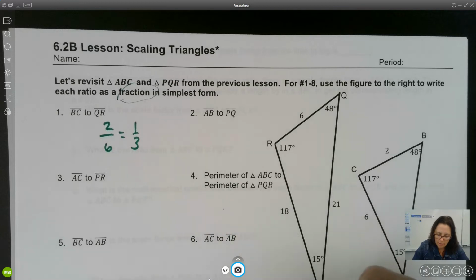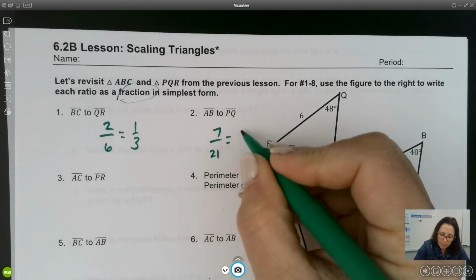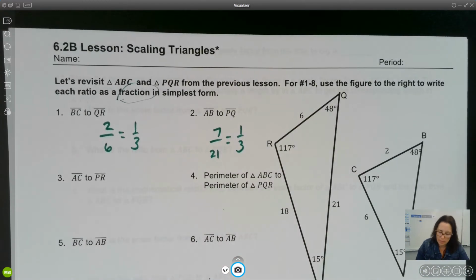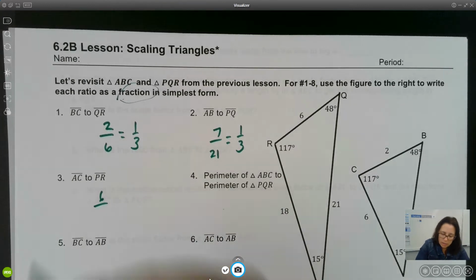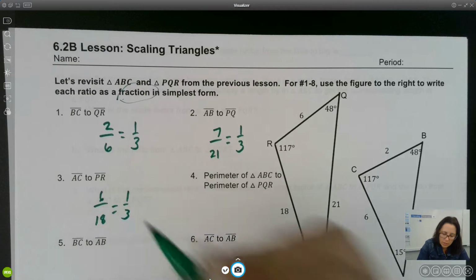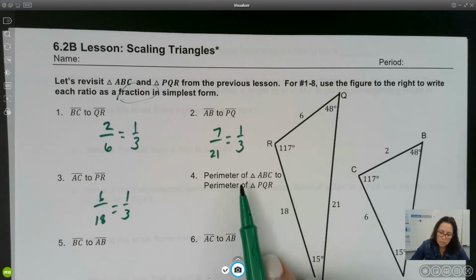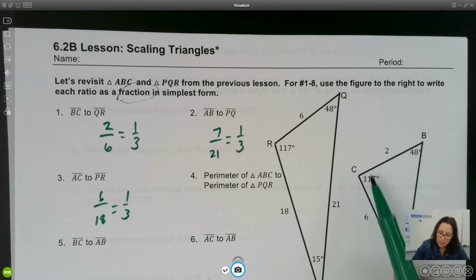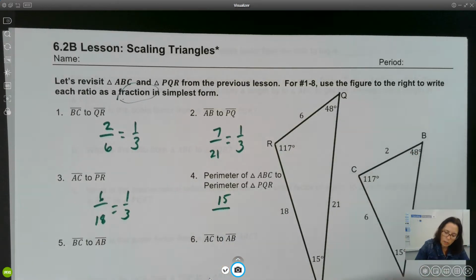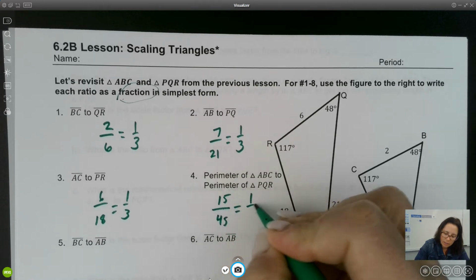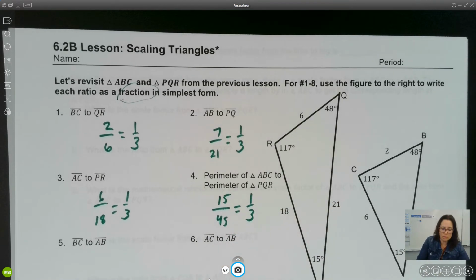Okay, we're going to do the same thing for all 8. AB is 7. PQ is 21. And that simplifies to 1/3. AC is 6. PR is 18, and that also simplifies to 1/3. Okay, the perimeter of ABC is going to be 2 plus 6 plus 7, so that's 15. And then 6 plus 18 plus 21, 45. That also simplifies to 1/3.